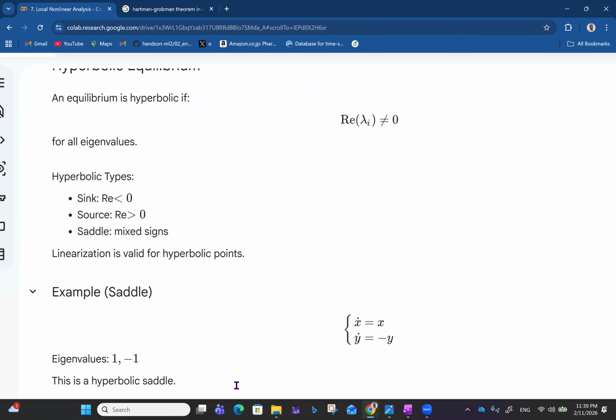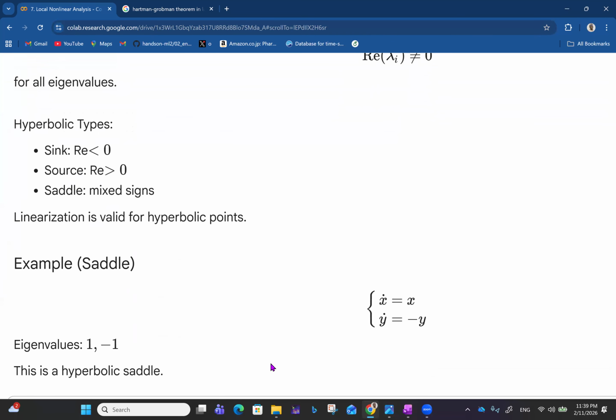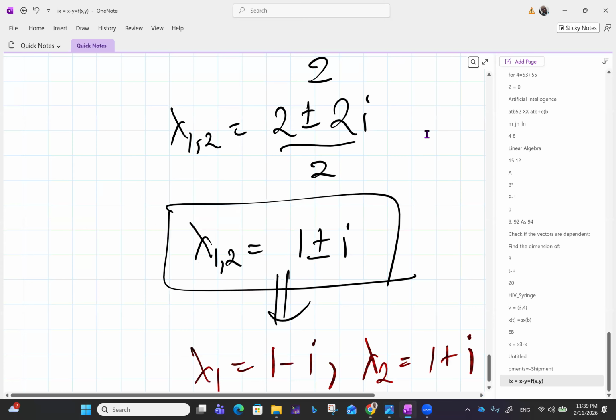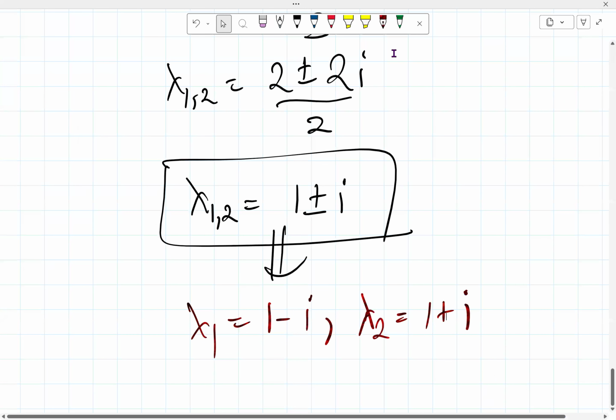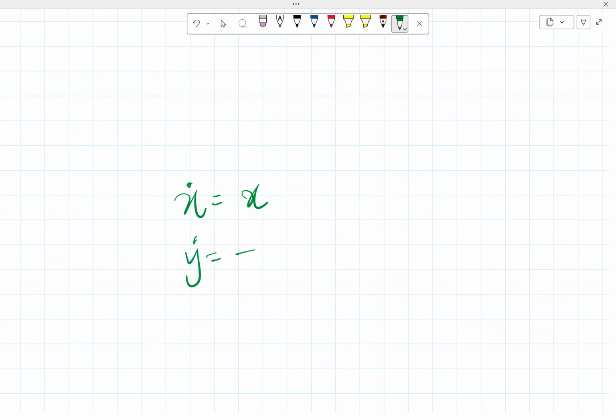Okay. Then we talk about a saddle. We have a saddle example. Imagine this, that you have x dot equals x, y dot equals minus y. This is a hyperbolic saddle because the eigenvalues are 1 and minus 1. How do you know the eigenvalues are 1 and minus 1? Well, we can read it off from this system. But if you want more clarity, you can just do the normal thing. x dot is x, y dot is minus y.